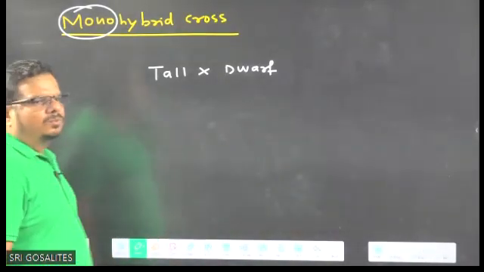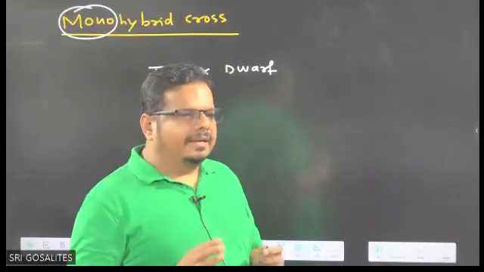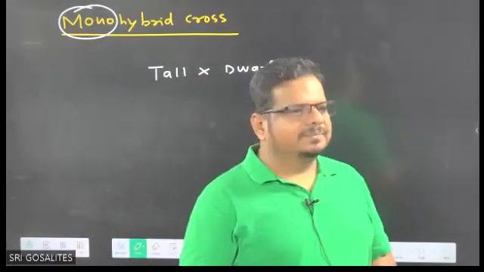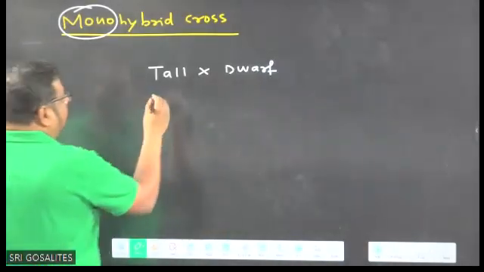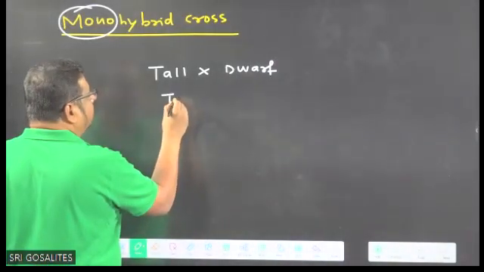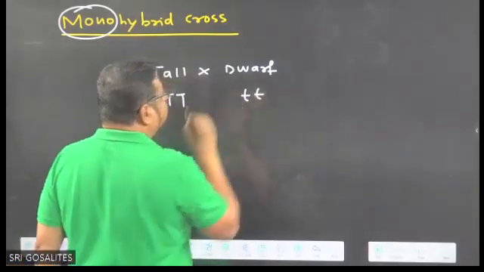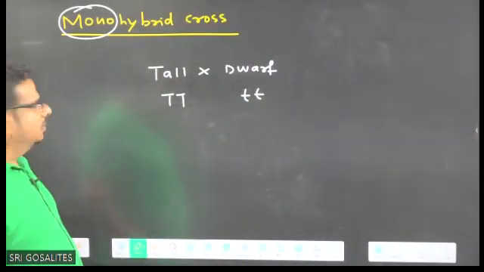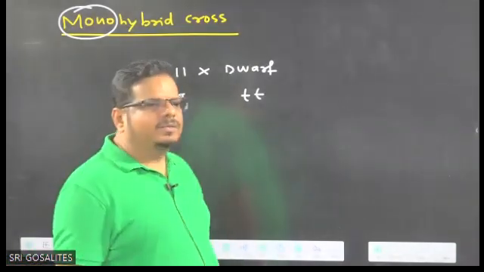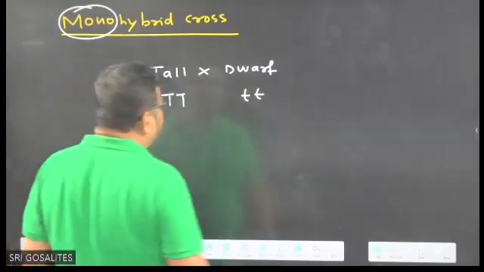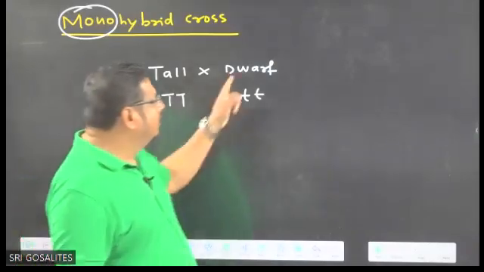As I told you in yesterday's class, Mendel has taken the parents as what? Pure line. So the genotype of the parents is basically pure line. So it is tall, and I will write here capital T, capital T. And here small t, small t. So this is pure tall. Capital T means it is homozygous tall, and small t is dwarf. Tall is a dominant trait, dwarf is a recessive trait.